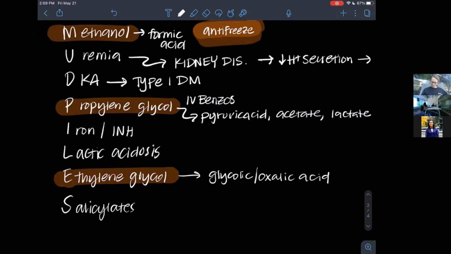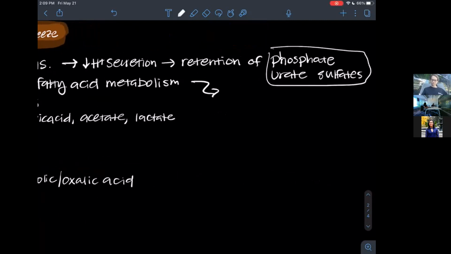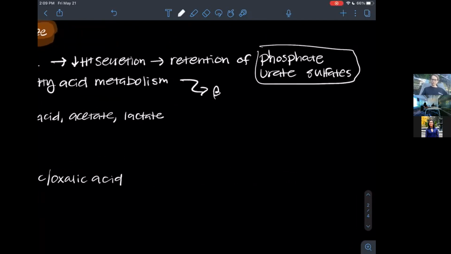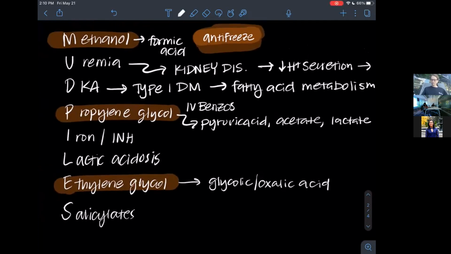So you're going to see fatty acid metabolism. Those are going to create the acids that create the anion gap here, which are beta-hydroxybutyrate and acetoacetate. I like that because beta and butyrate go together, and aceto and acetate. It's really nice. Perfect.